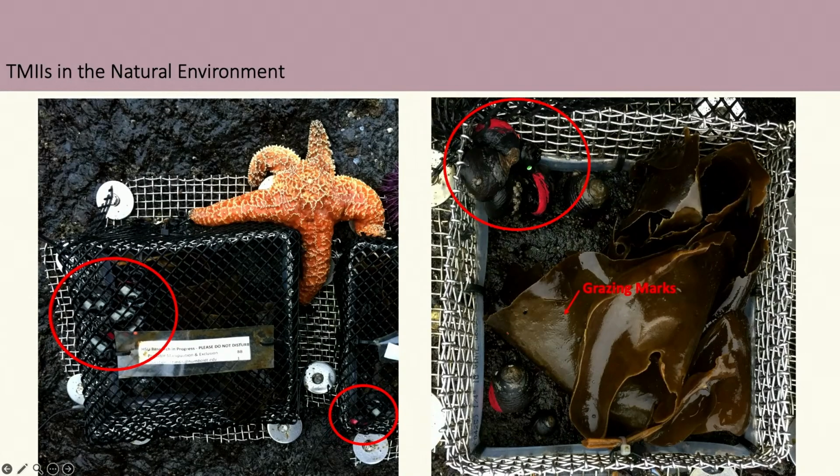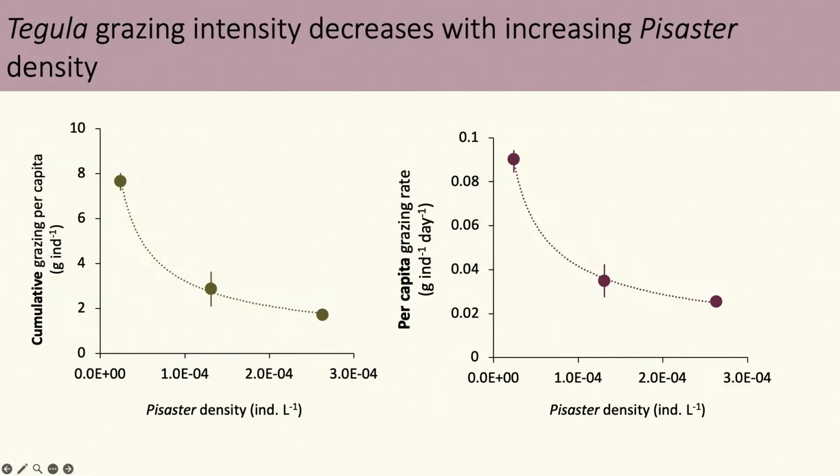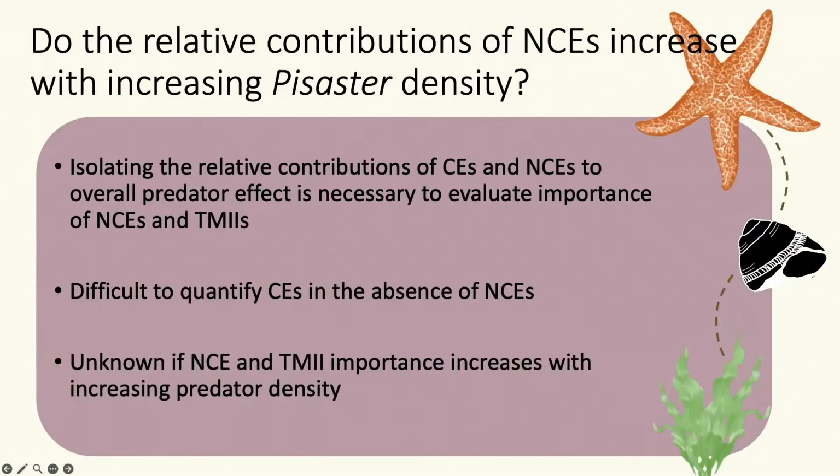So what did we find? Well, I would have been absolutely ecstatic and overjoyed if these were lab data, but these are actually field data here, right? So this is predator density across the x-axis there, and then this is cumulative and per capita grazing of the drift kelp in the cages by tegula. And what you can see, we only have the 3 points here, so not really a gradient, but you can see this nice sort of declining curve here with a reduction in tegula grazing across a natural gradient of Piesaster density in the field. So that's great.